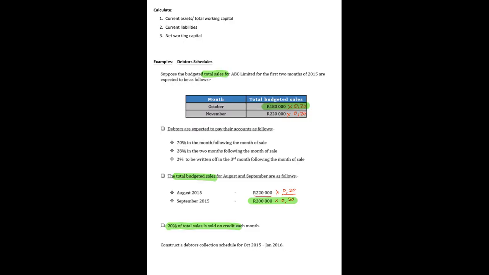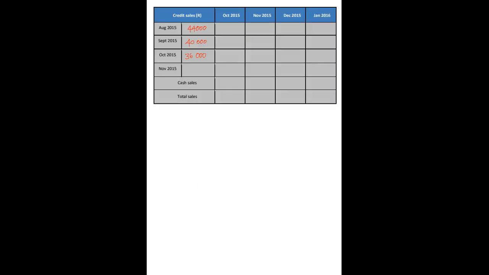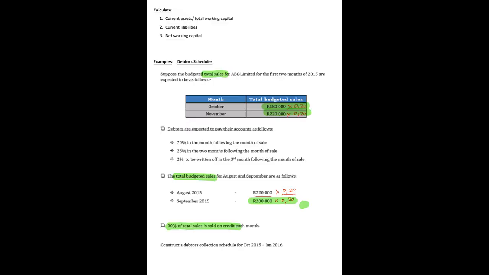And in the month of November, this is the same as August was. It's 220,000 times your 20%. So again, in the month of November, the company had sold 44,000 Rand worth of goods on credit. So now we know what amount was on credit. Now we can start working with when the figures were actually received.